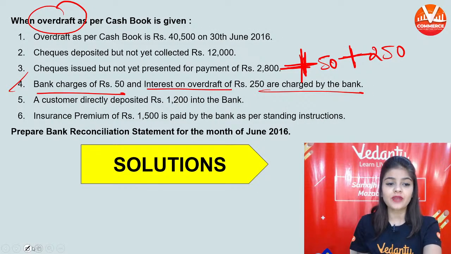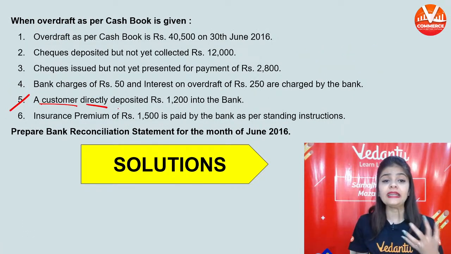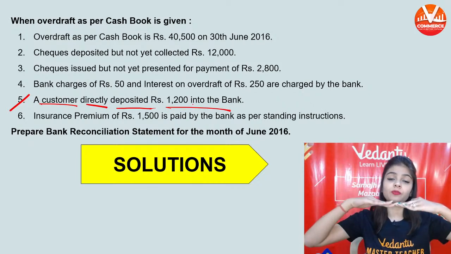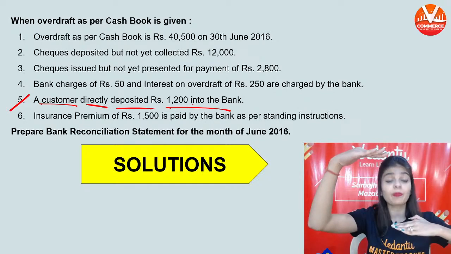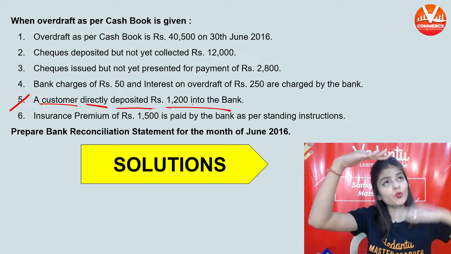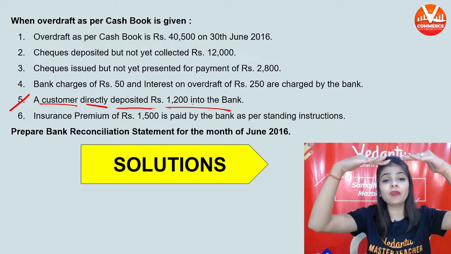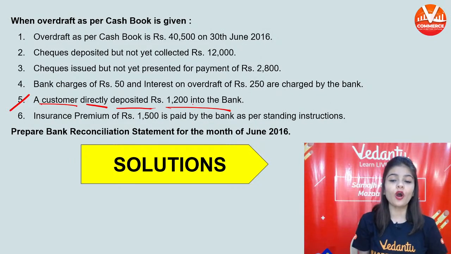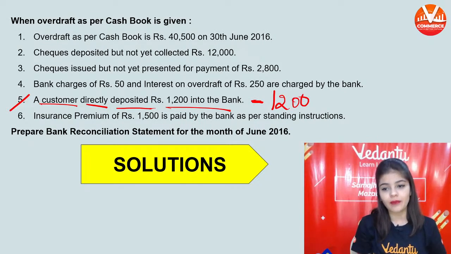Coming to the next transaction, a customer directly deposited 1,200 into the bank. Your passbook is increased. What you will do in cash book? You will add to make it equal. In cash book, you will add to make it equal. Opposite of add is minus.